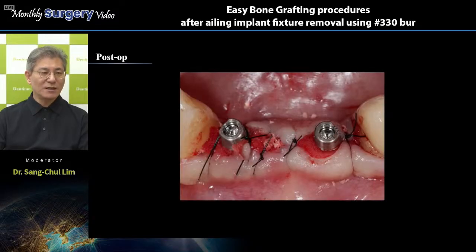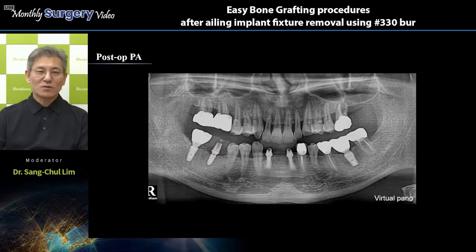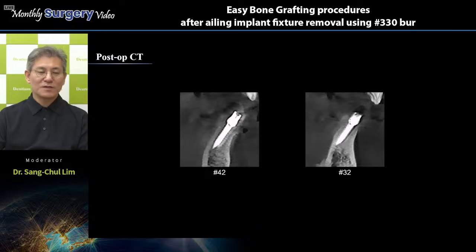As you can see, this situation was after installation. A diameter 2.5 and 11 millimeter Bright TL system was installed on number 32 and 42 area, covered with collagen graft and sutures. And what is next? The Bright oral pack to cover all of this surgery site. This one is the post-op panoramic view and the post-op CT view.